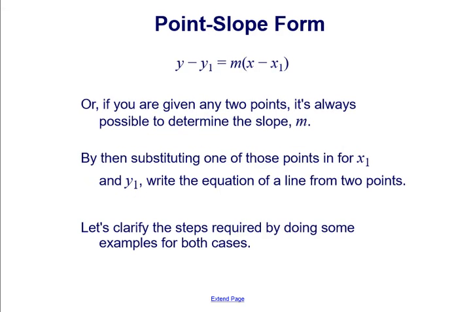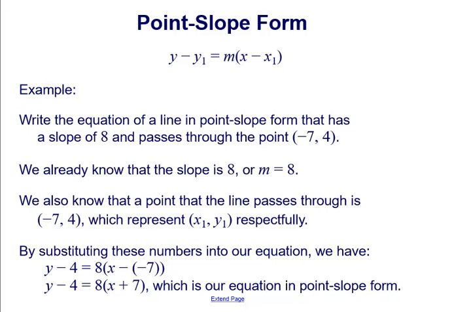Or if you are given any 2 points, it's always possible to determine the slope using our slope formula, so that would give you the value of m. And then by substituting in one of those given points for x1 and y1, we can write the equation of a line from 2 points. So let's clarify the steps required by doing some examples for both cases.